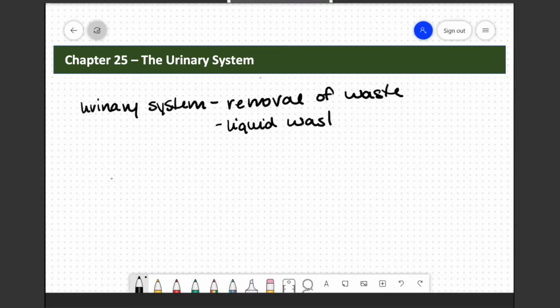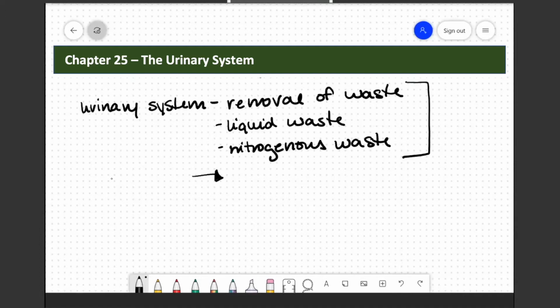The digestive system will also be getting rid of more solid waste. So this is going to be liquid, and most of the waste that we need to get rid of will be nitrogen. Some sort of nitrogenous waste is going to be the main thing that we need to get out of our body. While these are the main functions, there's a couple other things that your body uses with the urinary system to keep homeostasis happening.